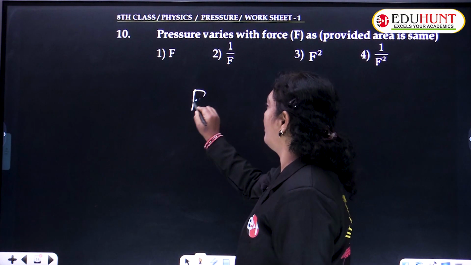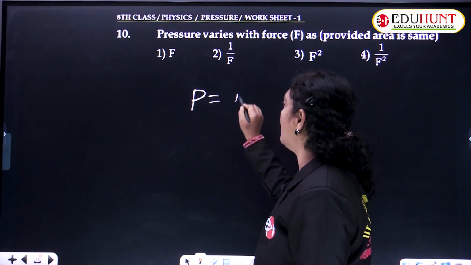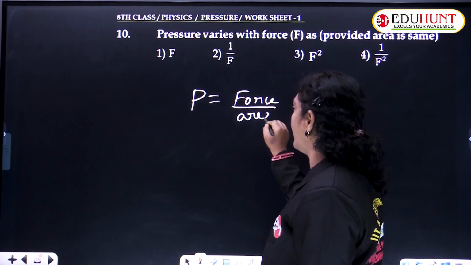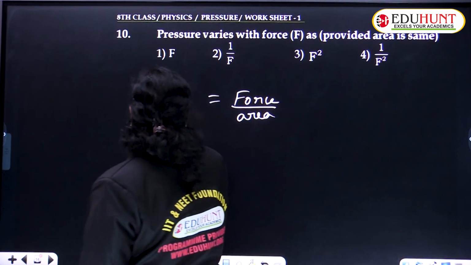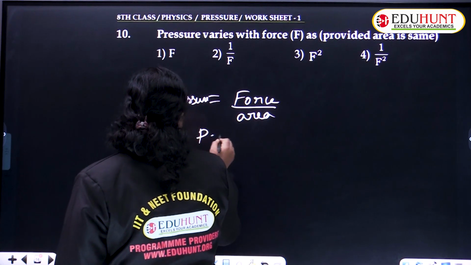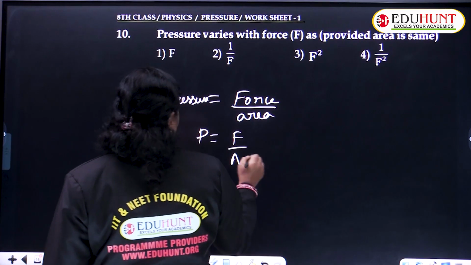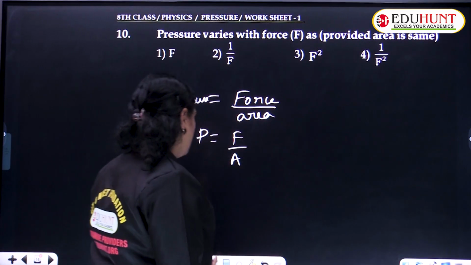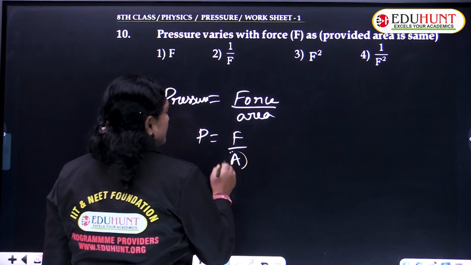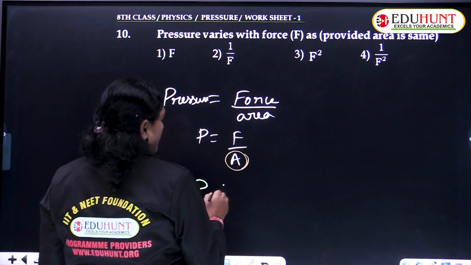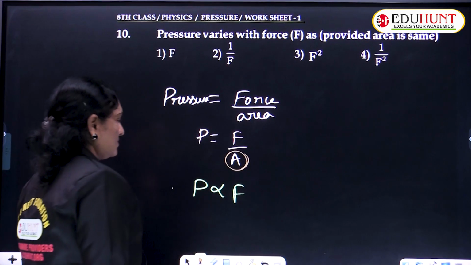Pressure. What is the formula for pressure? Pressure is defined as the normal force upon area. Or in simple words, P is equal to F upon A. But what is given? Area is the same. So given that the area of cross section remains the same, this implies that pressure is directly proportional to force.